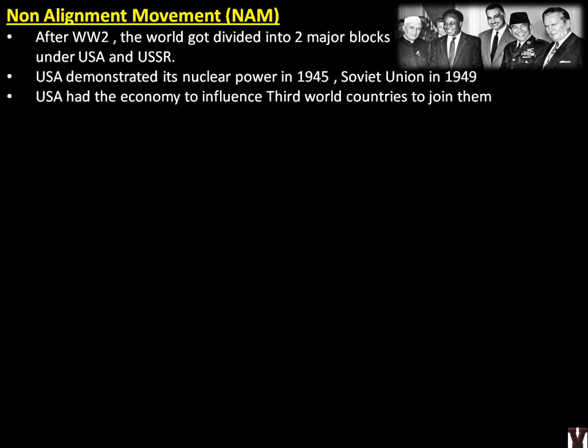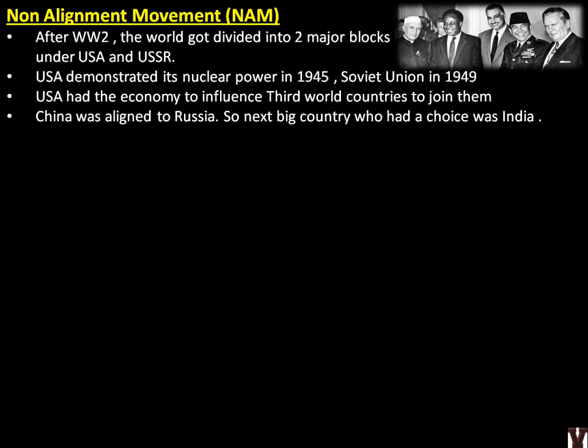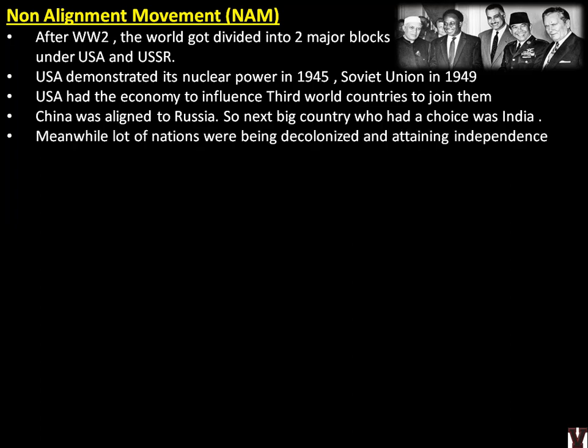The same thing, USA had the economy to influence third world countries to join them. China was aligned to Russia. So in that Cold War, China was aligned to Russia. The next big country will be India, obviously, in terms of size or population or economic value. India was the next big country. So India did not join either of them. India could have joined anyone, but they thought of forming a new alignment, and that is the non-alignment movement.